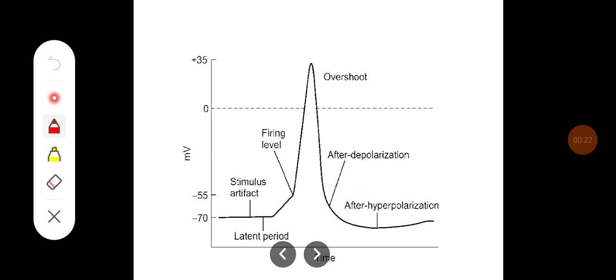This is the graphical representation of the change of the membrane potential when a nerve is stimulated. The membrane potential is going to change from minus 70 to plus 30 millivolts.